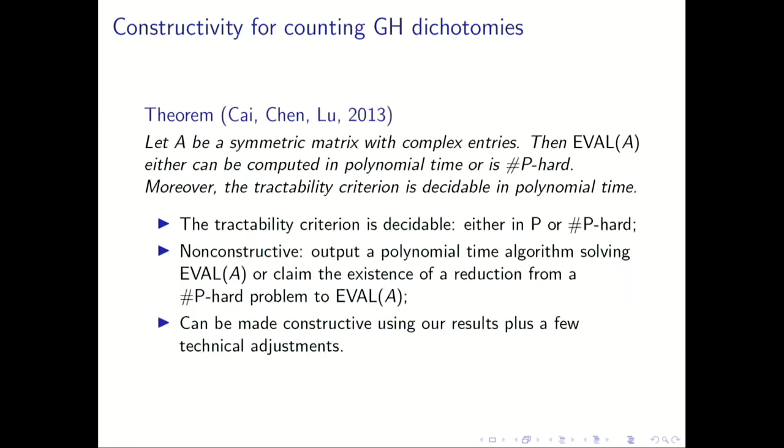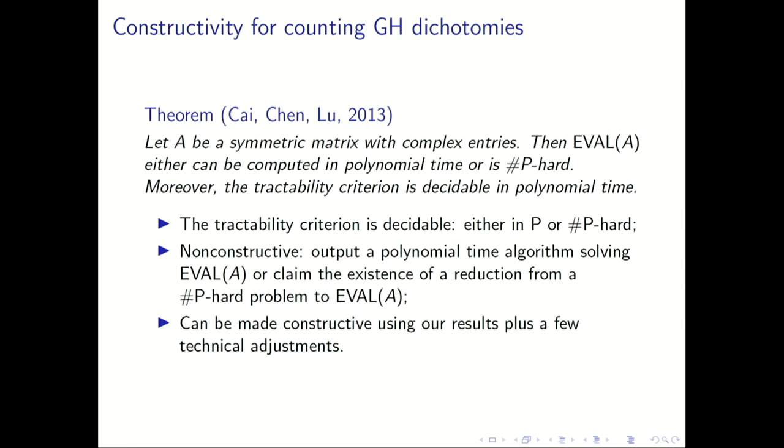Finally, we proceed to the applications to complexity theory. For counting graph homomorphisms for undirected graphs with complex edge-weighted graphs, we have a dichotomy due to Cai, Chen, and Lu. The paper itself is very long. It's over 100 pages of proofs, and the tractability criterion is technically complicated.